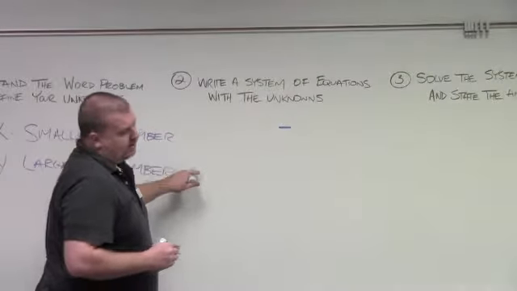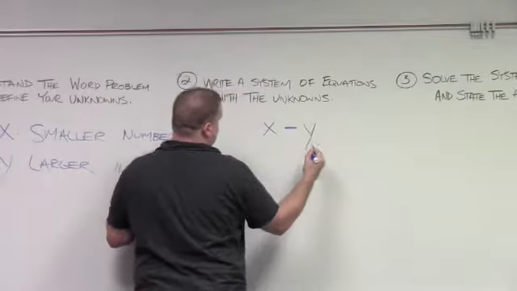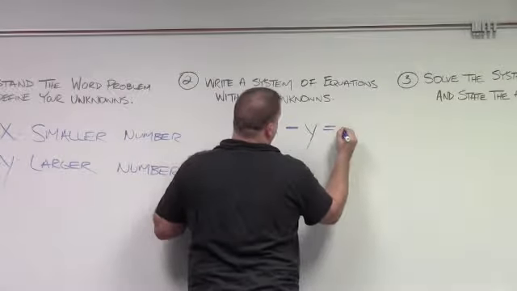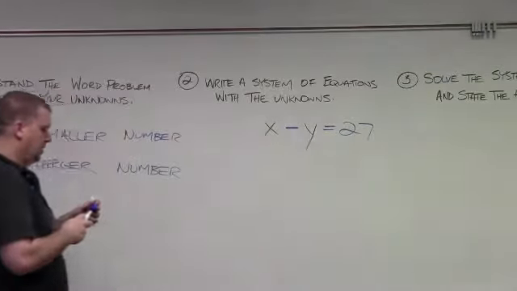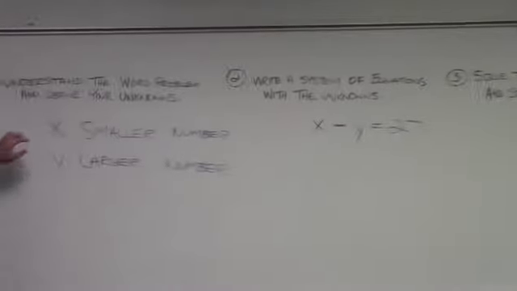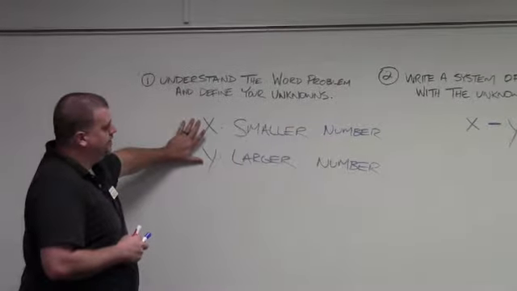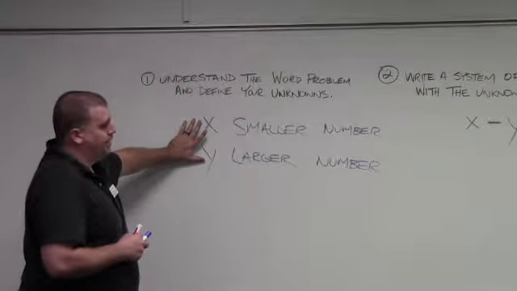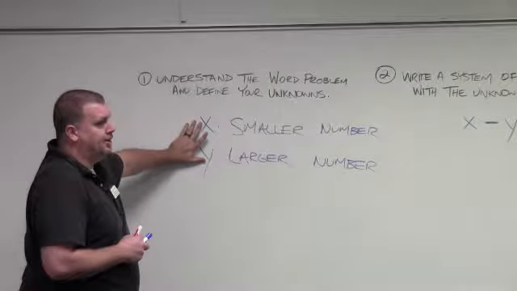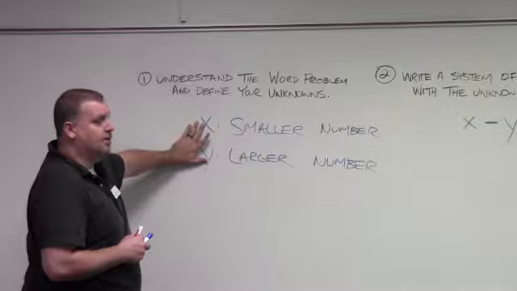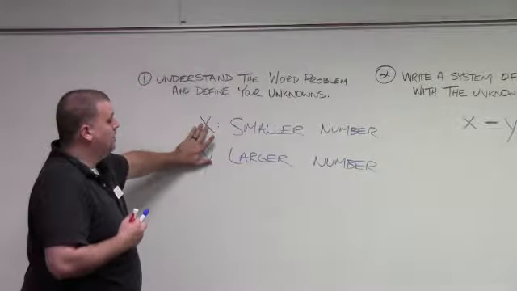The difference of two numbers is 27. So x minus y equals 27. Now let's think about this. If y is the larger number and x is the smaller number, can it be written like that? Why is that? So we have to reverse them then. We have to reverse it.